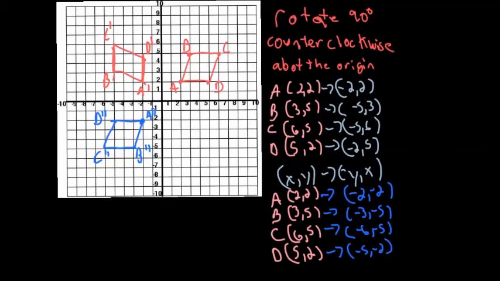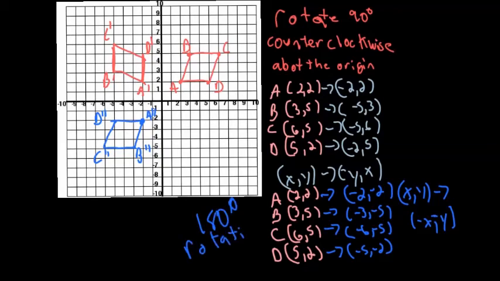So if we write a rule on this, we started with x, y, and if we look at D again, 5 became negative 5, 2 became negative 2. So they didn't switch values, they just became their opposites. So when you have a 180-degree rotation, the values are going to change to their opposites.